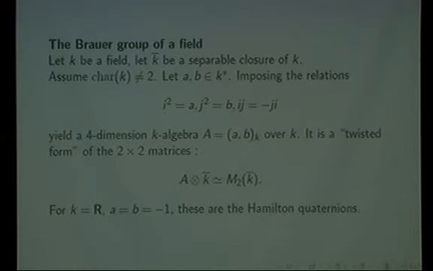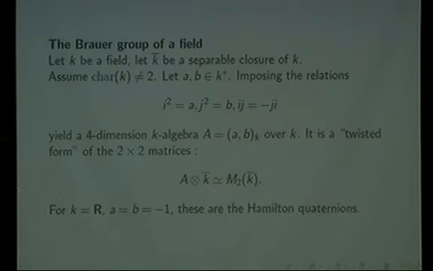So the Brauer group of a field. You take a field K, and you let K bar be a separable closure of K, so a maximal separable extension. And say for simplicity, assume the characteristic is not 2, and take 2 elements a and b which are non-zero in the field. Now you can define a 4-dimensional algebra by adding variables i and j, and you impose the conditions i squared equals a, j squared equals b, and ij anti-commutes with ji. And that gives you a 4-dimensional algebra, which is a twisted form of 2 by 2 matrices. That is, if you extend the scalars from K to K bar, you actually recover 2 by 2 matrices.